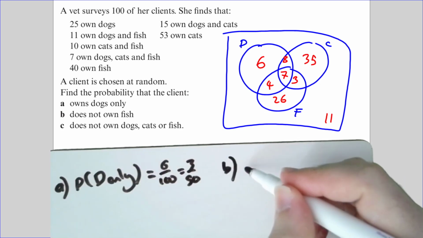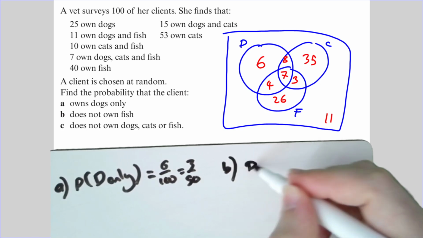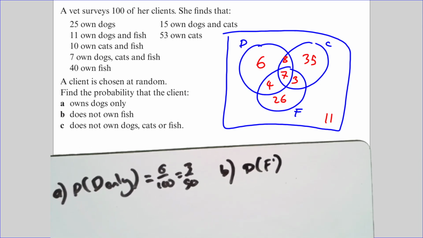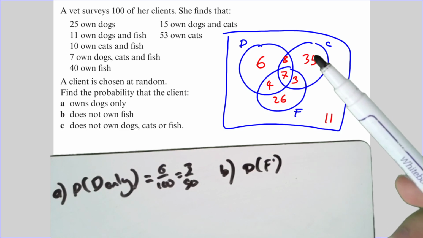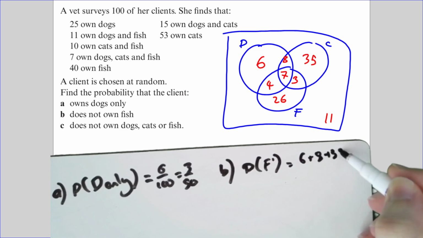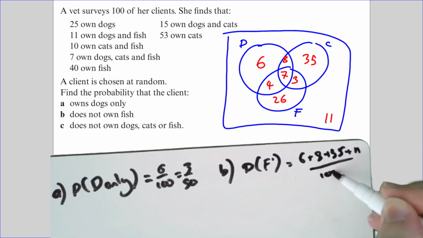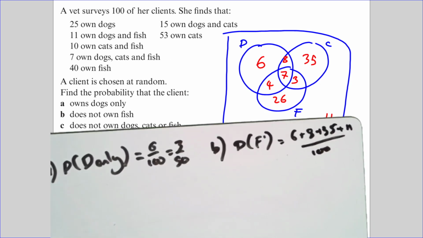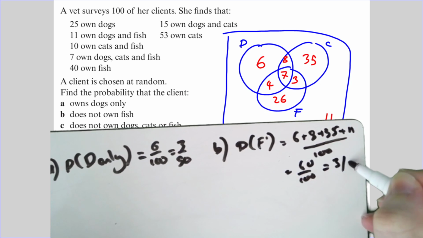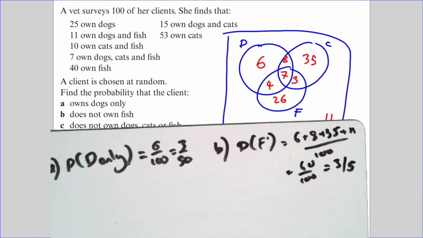For B, this is probability F dashed. So this is all the things which are not fish. So it's this 6, the 8, the 35 and the 11. So this is 6 plus 8 plus 35 plus 11 out of 100. So we could add these things up and we'll get 60 out of 100, which is 3 out of 5 as a fraction, cancelled down.